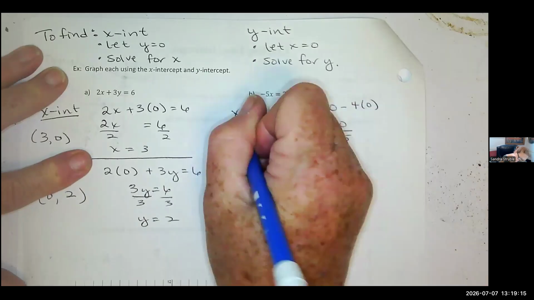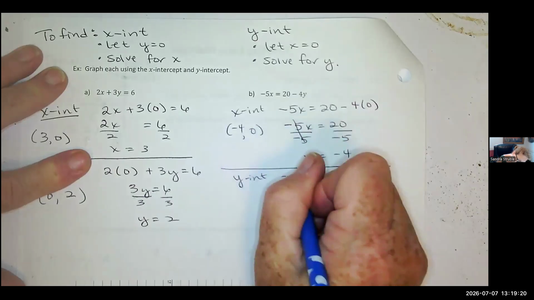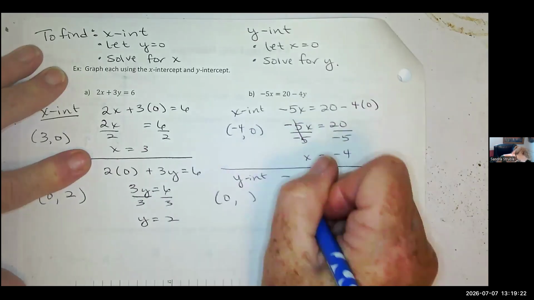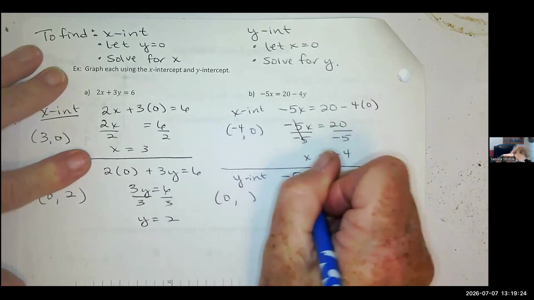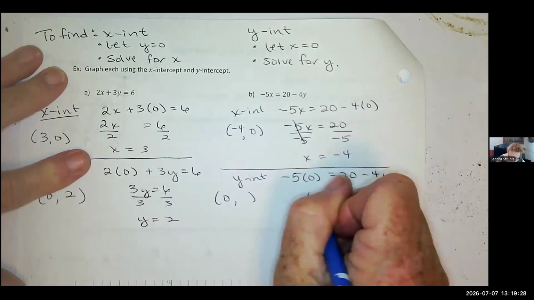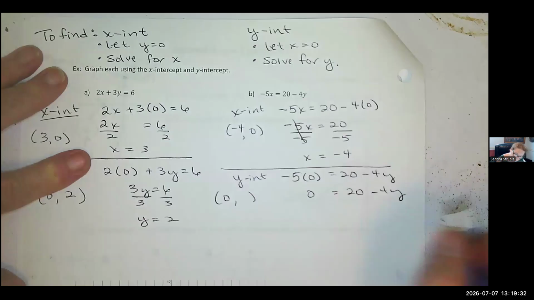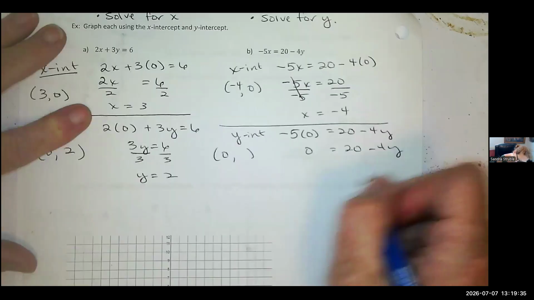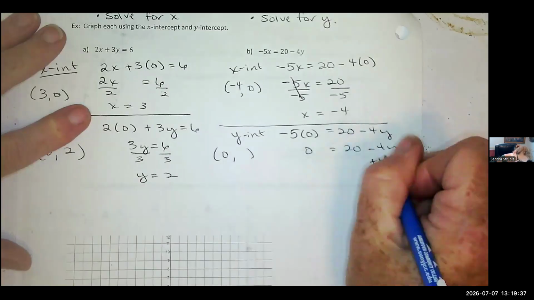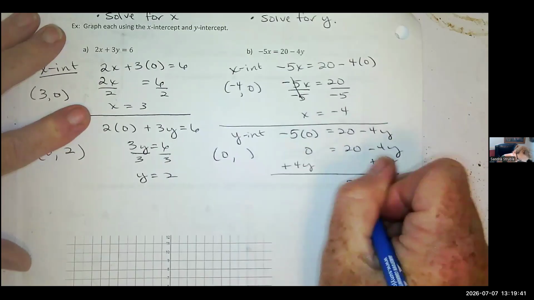Y-intercept. We let x equal 0. Negative 5 times 0 is 0. All right, we need to solve for y. I don't care who you take over to the other side. I'm just going to bring the 4y. And then divide both sides by 4.